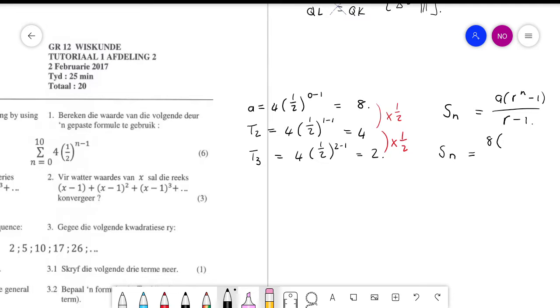What is the value of r? What is the value of n? Why? Top minus bottom plus 1.